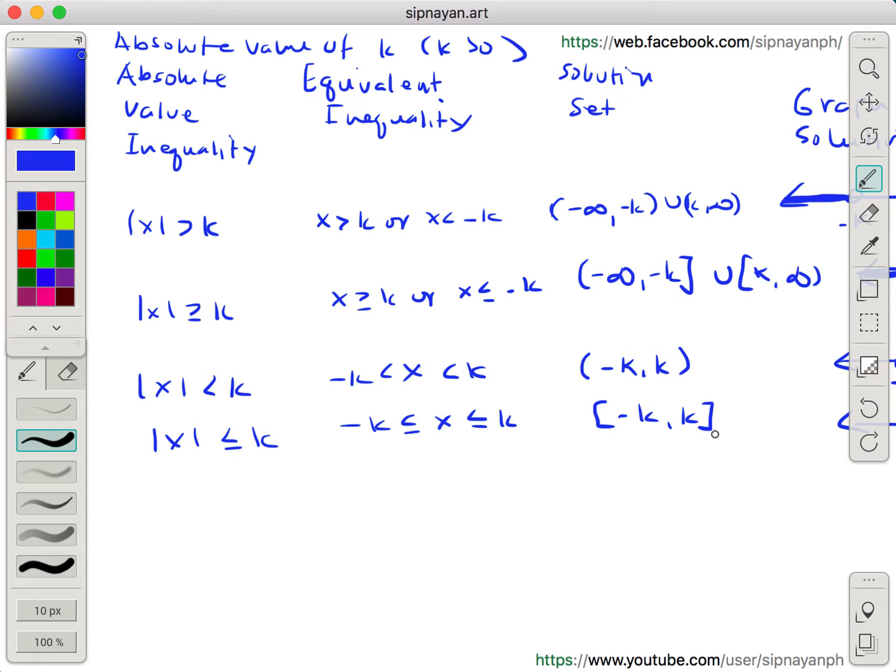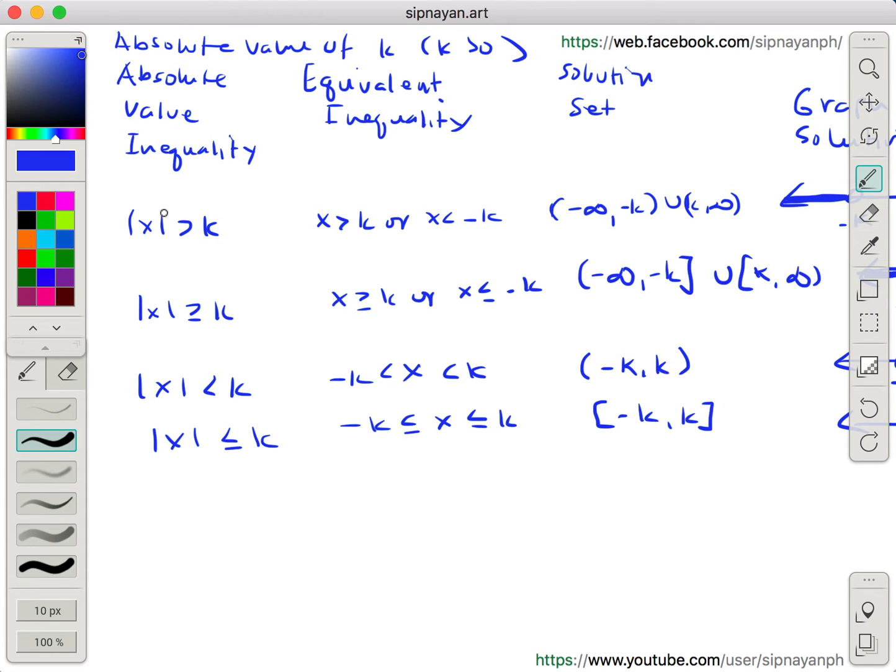And this is the last part of the series on absolute value equations and inequalities. If you have been following this series, we started off with absolute value equations. Then, in the latter part of the series, we discussed absolute value inequalities. So here, we will summarize the forms of absolute value inequalities, what each one means, the equivalent inequality, the solution set, and the graph.